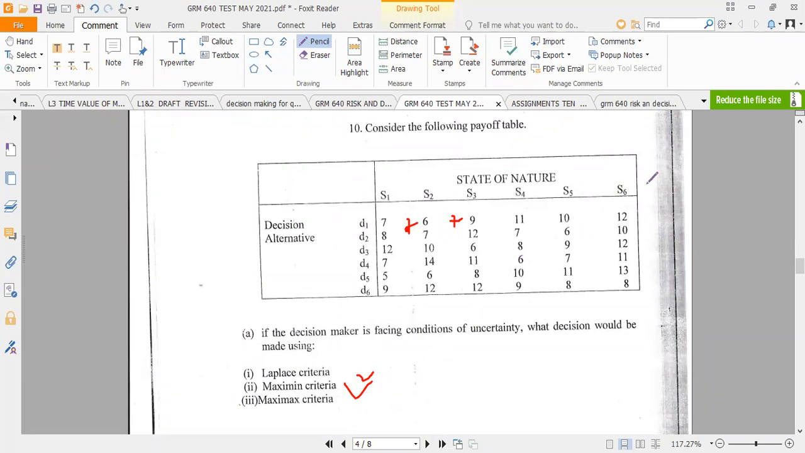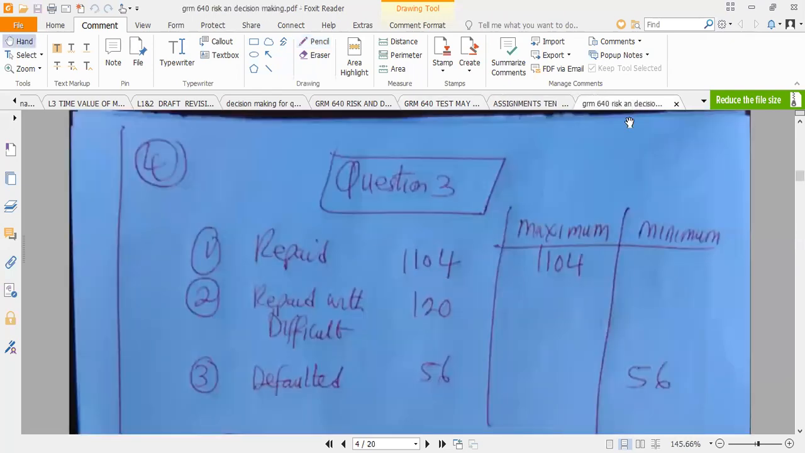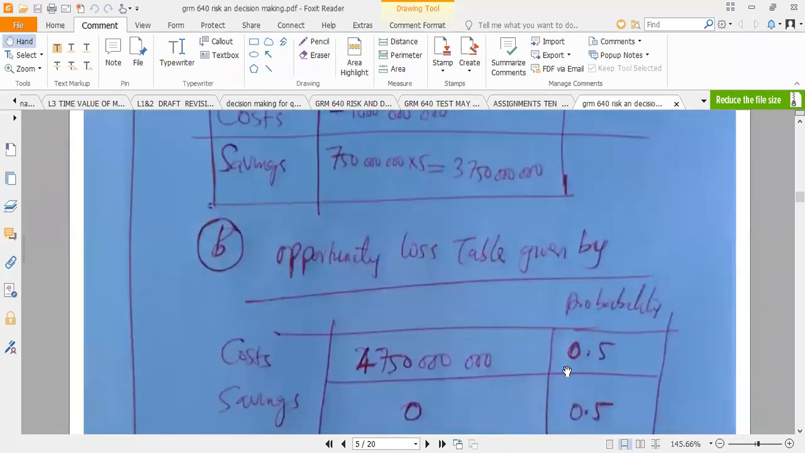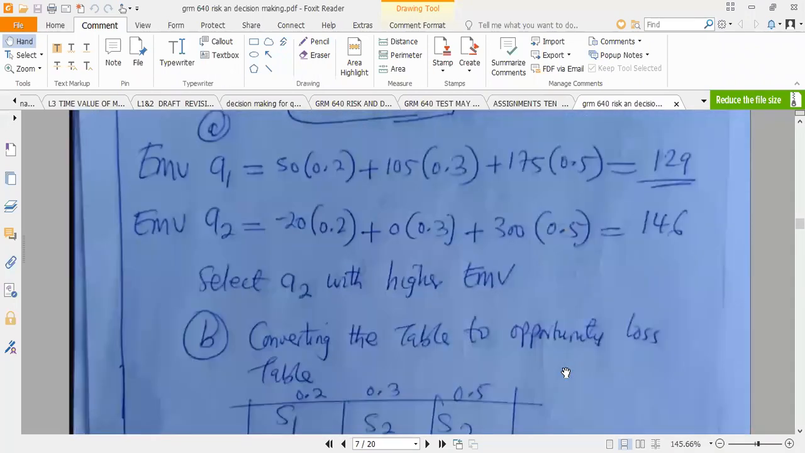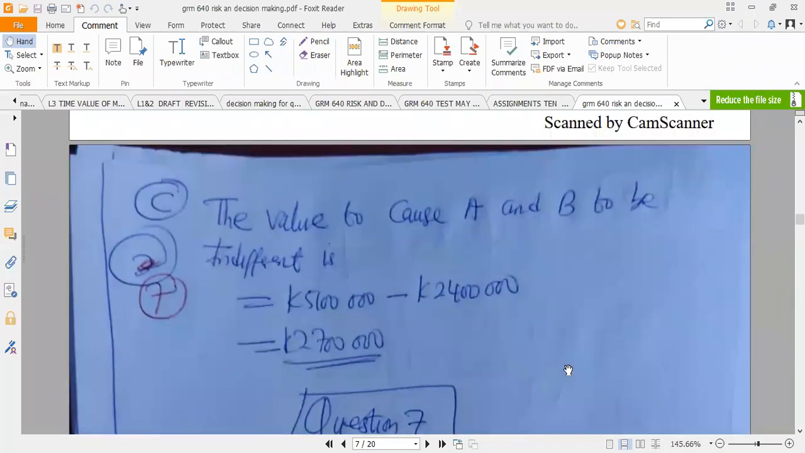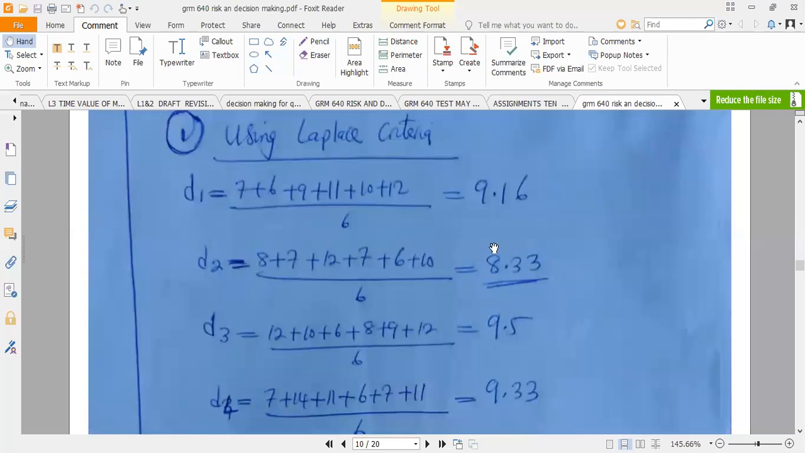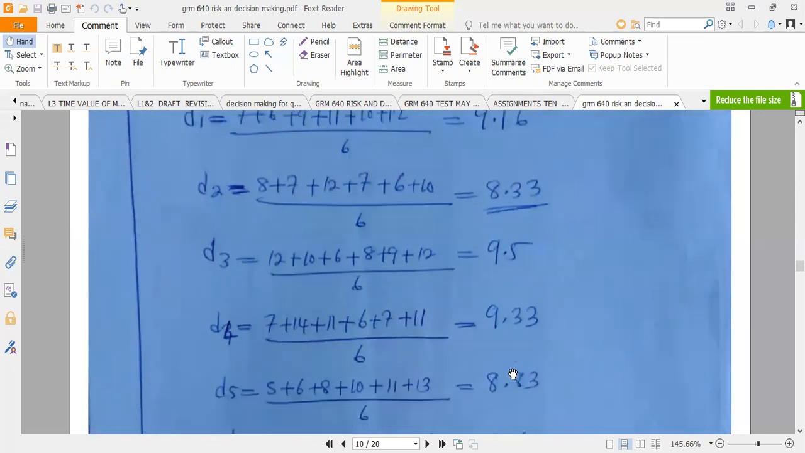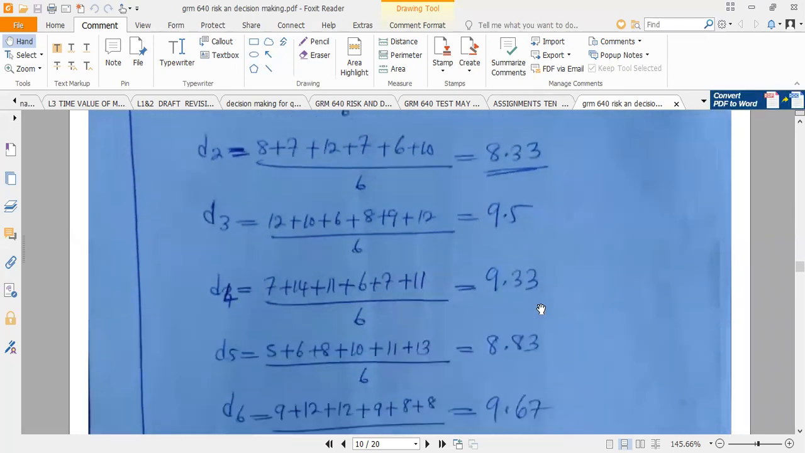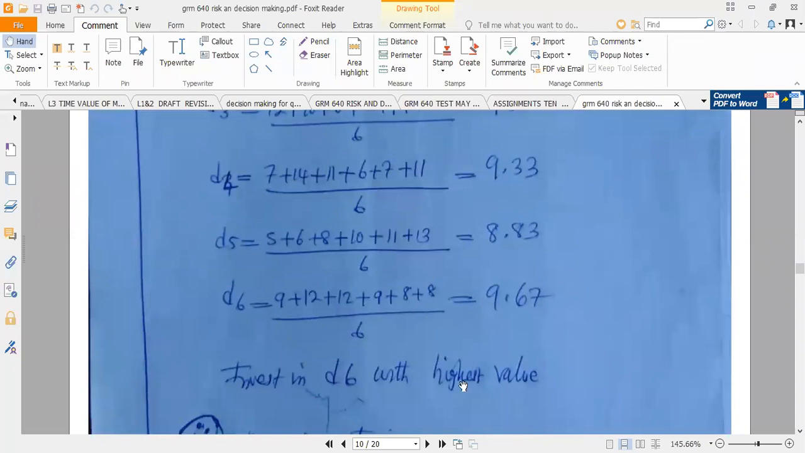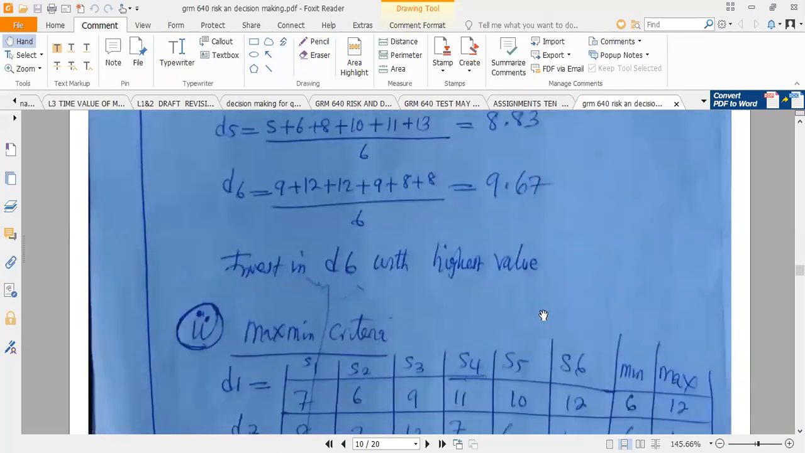So in each of the alternatives, you pick the maximum. Here we have 12 as maximum. Okay, so question 10. The Laplace is explained. We add and we get the average of each one of them, and we pick the highest. The highest value here is D6, which is 9.67.